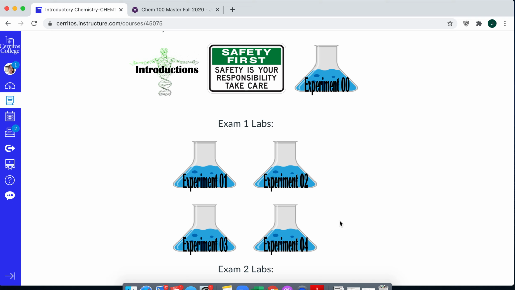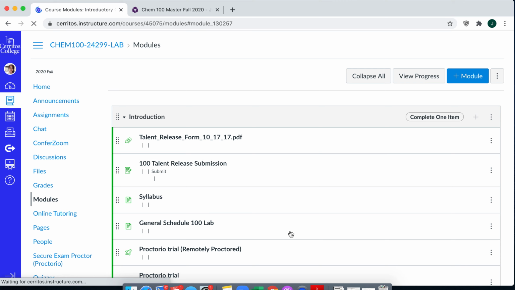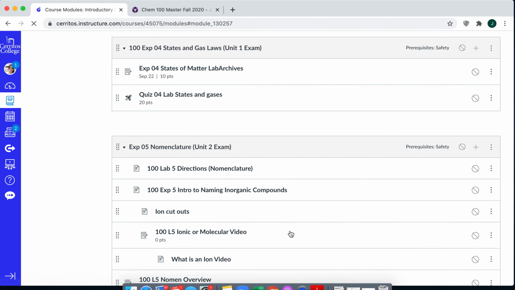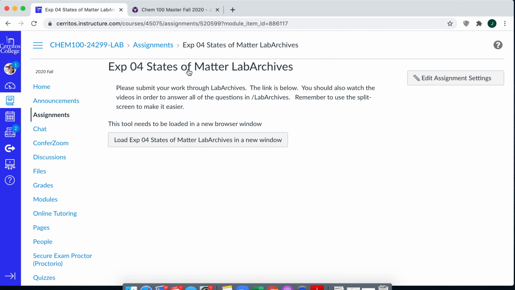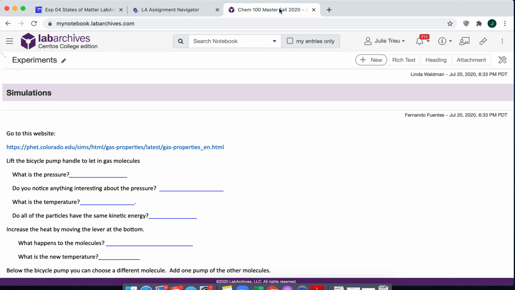This week we do experiment number 4, so I suggest you finish this lab before you start doing exam number 1. You're going to learn more material about gas law after you complete this, and there are a lot of questions related to gas law on your exam number 1. So log into your LabArchives and load your lab notebooks in a new window.